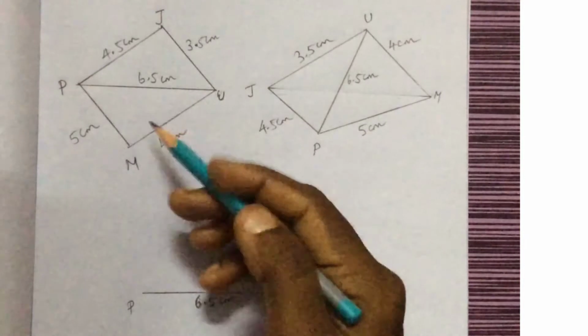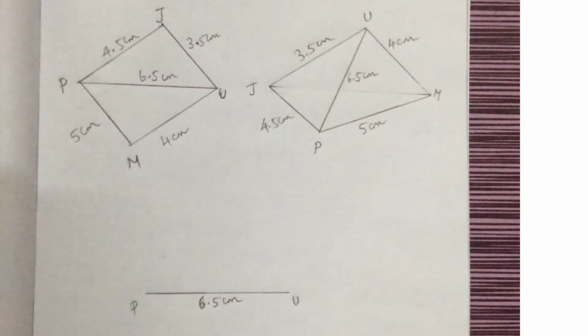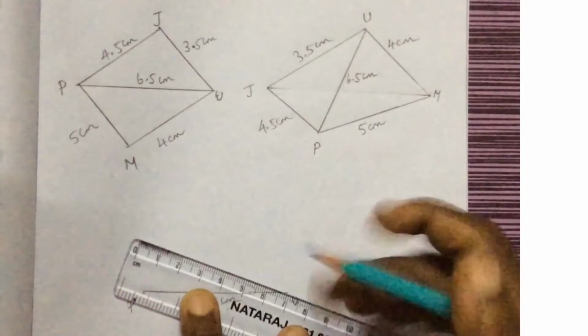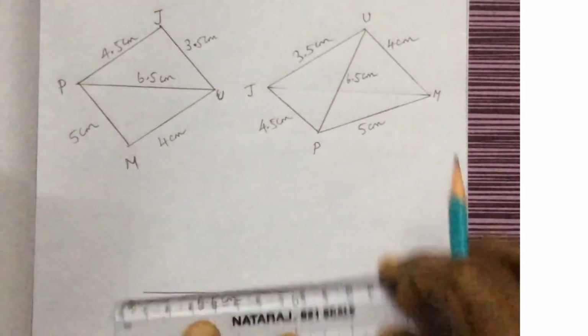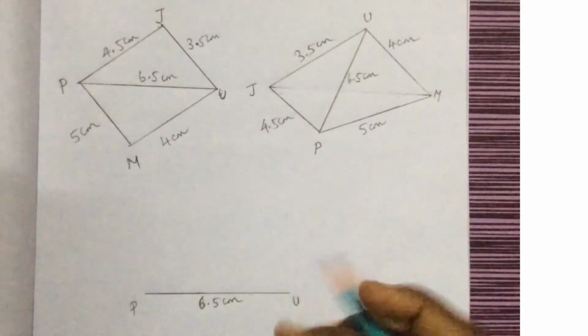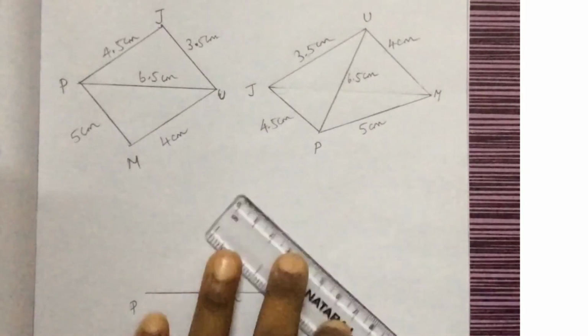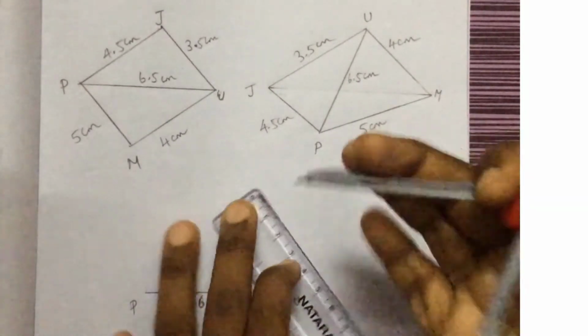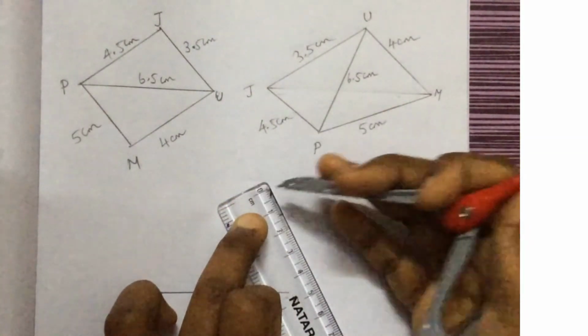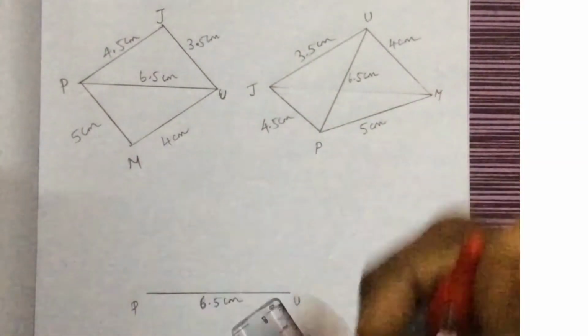Now this PJ is 4.5 centimeter. One thing to remember, to be a diagonal this need not be a straight line. You can draw this at any angle like this. Even you can draw like this of 6.5, any angle you can draw. So now I am going to draw this PJ of 4.5 centimeter.